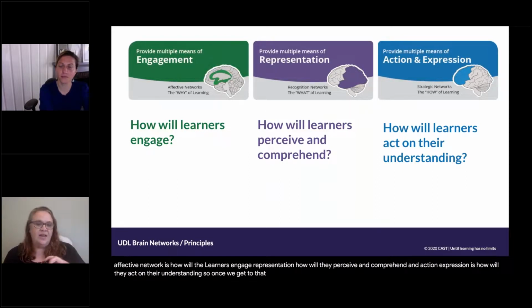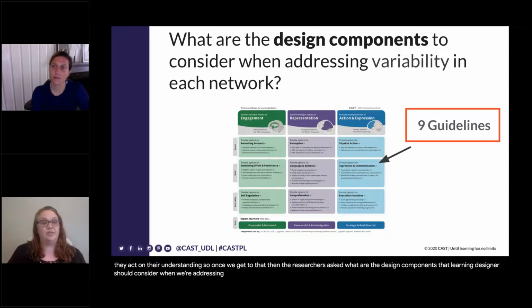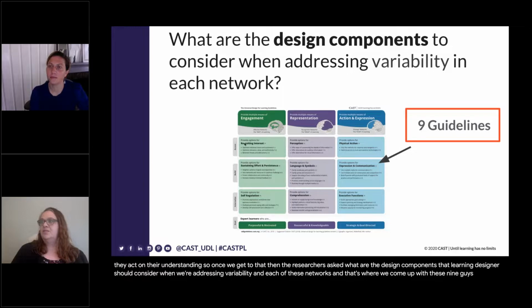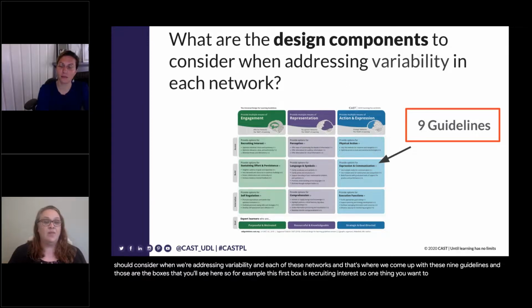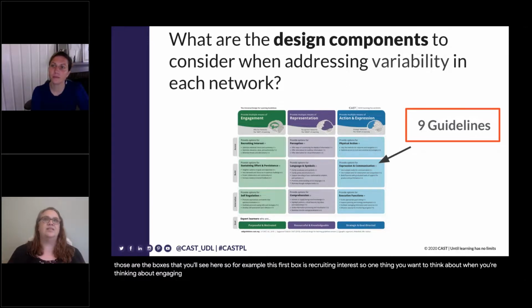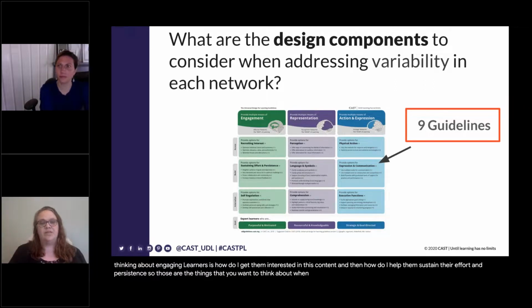So once we get to that, the researchers asked, what are the design components that a learning designer should consider when addressing variability in each of these networks? And that's where we come up with these nine guidelines, and those are the boxes that you'll see here. So for example, this first box is recruiting interest. When you're thinking about engaging learners, how do I get them interested in the content? And then how do I help them sustain their effort and persistence? Those are the things you want to think about when addressing variability in your learners.